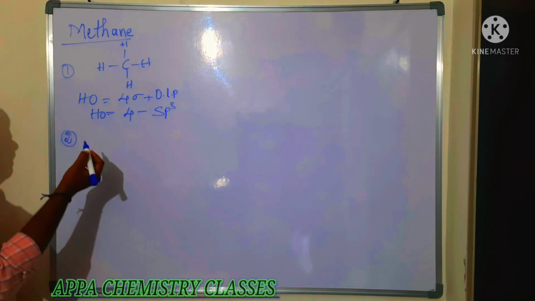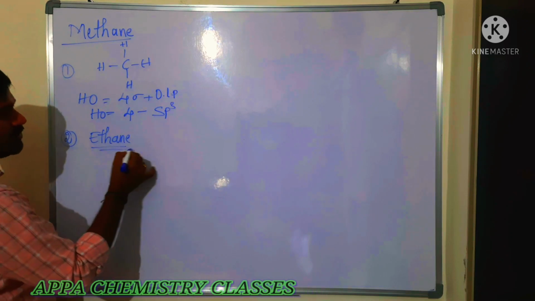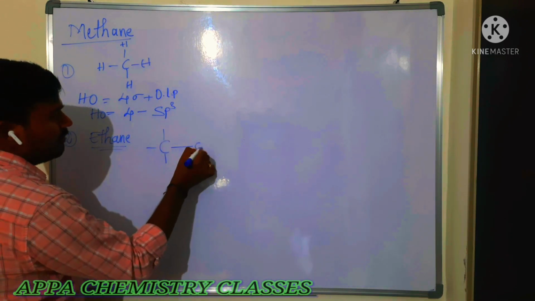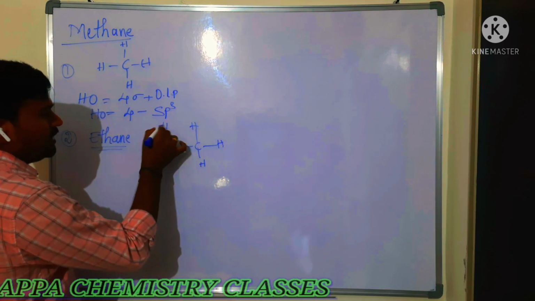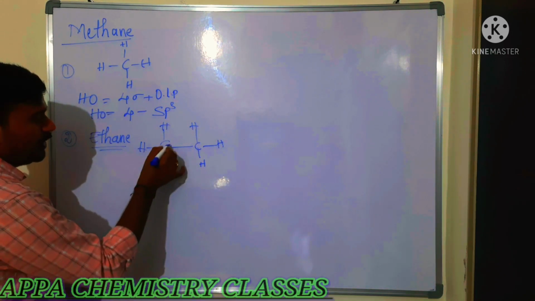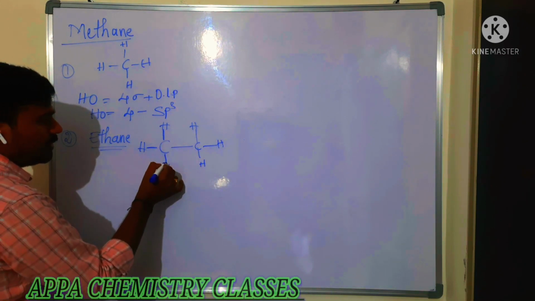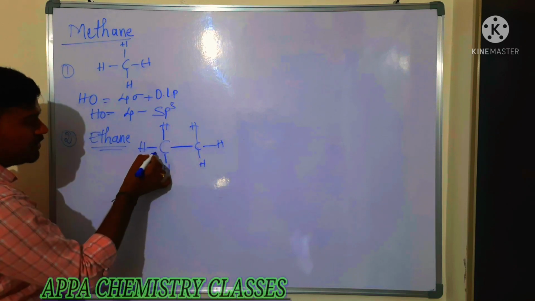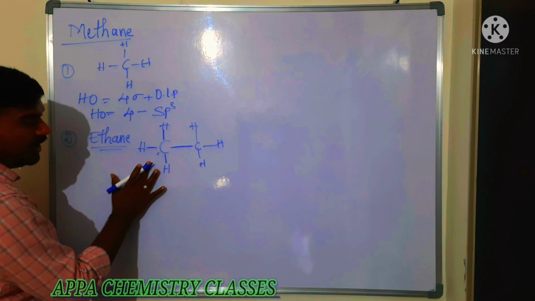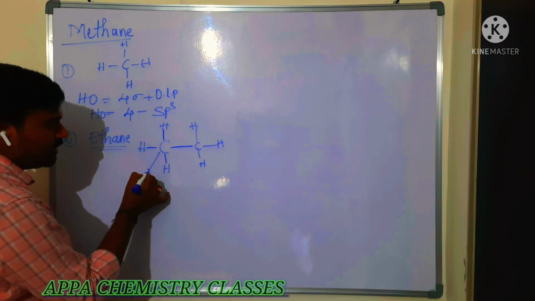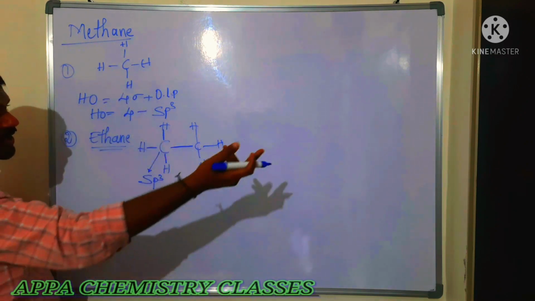Next, the second example we are going to see is ethane. You can take the ethane. So this is the ethane molecule. Now you see in this ethane molecule, how many carbon atoms? This carbon atom has all sigma bonds. All are single bonds. 4 sigma bonds and 0 lone pairs. So which hybridization is it? sp3.